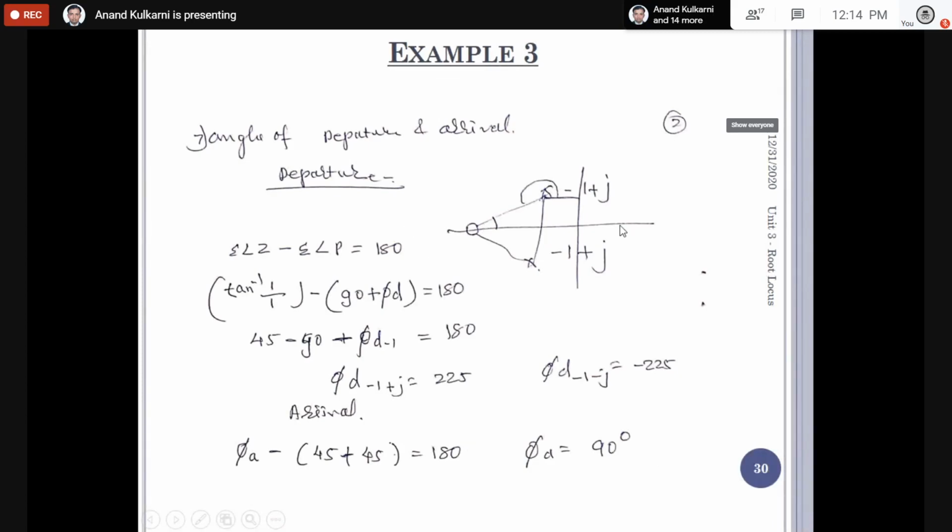180 degrees means a horizontal line. By mistake, I have written it as 90 degrees. See, this is plus 45, this is minus 45. Plus 45 minus 45 is 0 only. So phi d is equal to 180 or minus 180 degrees. So phi d is equal to plus minus 180, which means the same line. So there will be horizontal departure.